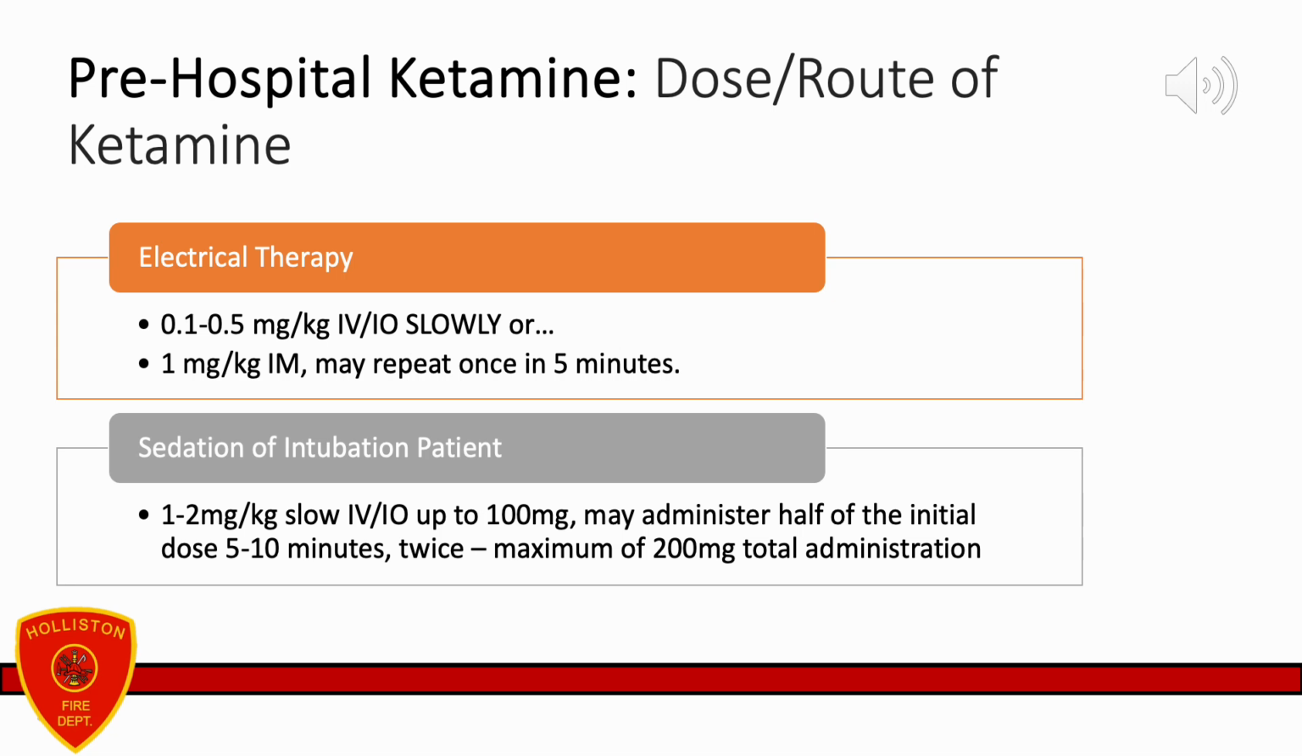That's going to be 1 to 2 milligrams per kilogram slow IV IO up to a max of 100. May administer another half dose 5 to 10 minutes after that twice. So maximum total dosing would be 200 milligrams IV IO in a pre-hospital environment.